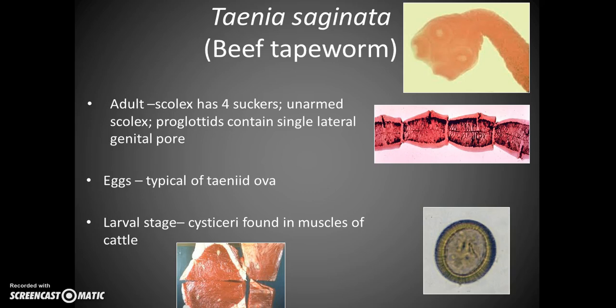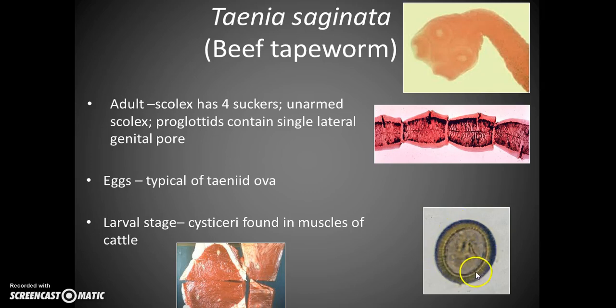The last tapeworm we're going to talk about today is Taenia saginata, known as the beef tapeworm. The adults of the beef tapeworm, the scolexes, have 4 suckers. They are unarmed, so there are no teeth, there's no rostellum on the scolex here. It's just plain Jane, and so it attaches to the intestinal wall just by the suckers. The proglottids of this particular tapeworm only have a single lateral genital pore, which you can see here in the center picture.